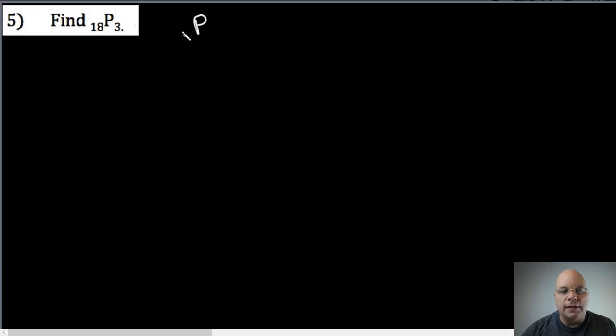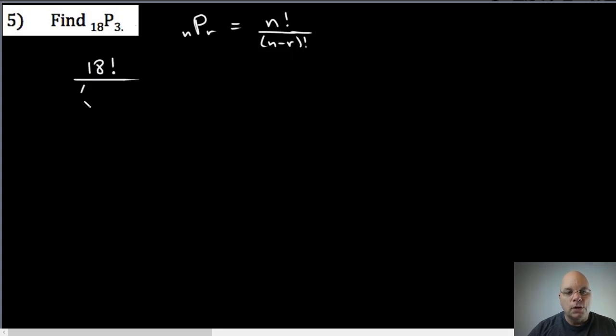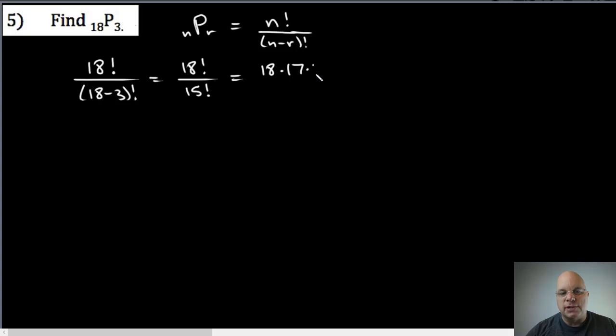Permutation of n items taken r items at a time is equal to n factorial over the difference of n and r factorial. And so in this case, n is 18, r is 3, so we have 18 factorial over 18 minus 3 factorial, which is 18 factorial over 15 factorial.